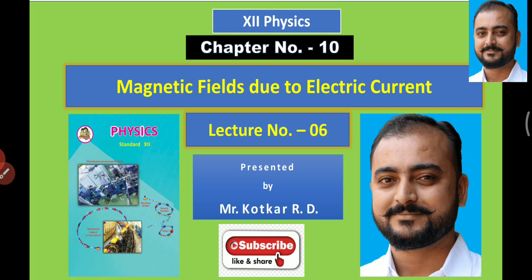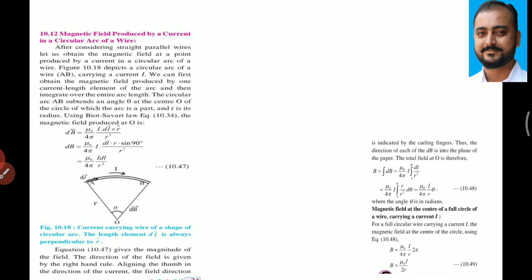In this lecture, we are going to discuss the chapter Magnetic Fields Due to Electric Current. It's our lecture number 6. Which topic do we have to study in this lecture? That is simple, 10.12 Magnetic Field produced by a current in a circular arc of a wire.